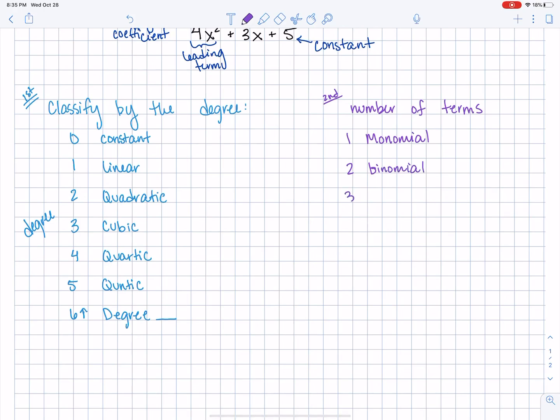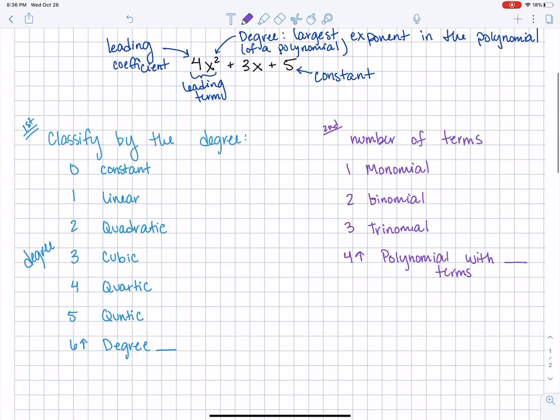And then 3 terms, it is a trinomial. You might have known some of these prefixes. And then, of course, if it has 4 or more, I'm going to say 4 or plus, we say a polynomial with blank terms. So polynomial with 4 terms, polynomial with 5 terms, etc., etc.